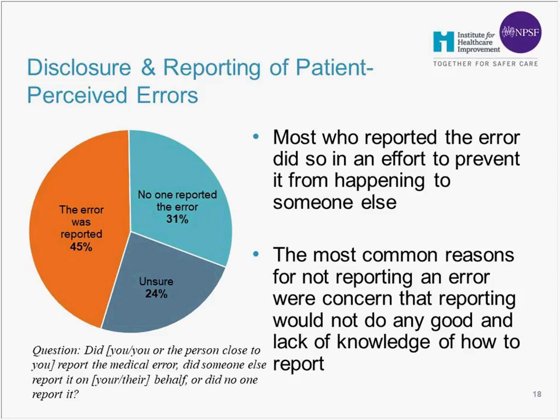6% of adults who reported the error say the chief reason why they reported was to prevent the error from happening to someone else, and 53% of adults who reported said their major reason for doing so was to help them cope with, fix, or treat problems caused by the error.